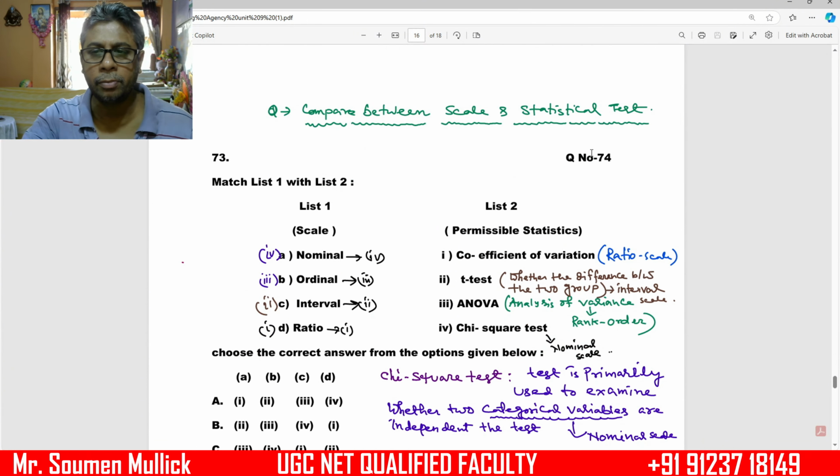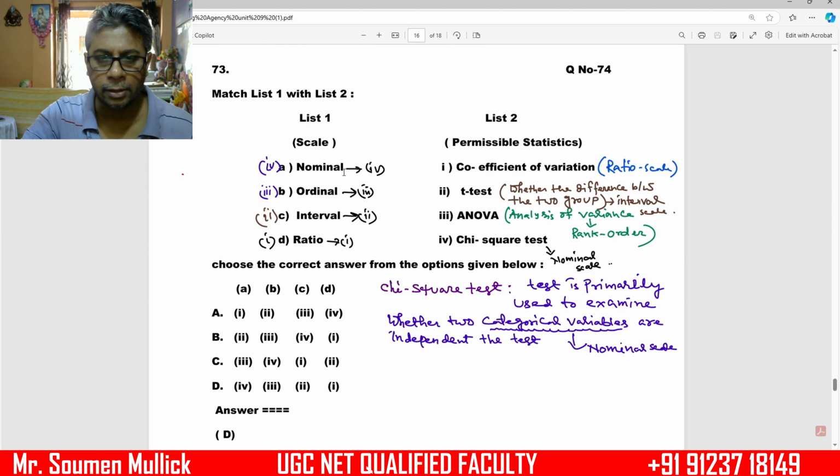The chi-square test is primarily used to examine whether two categorical variables are independent. So this is the nominal scale, that means categorical scale. So A equals 4. So option number D: A4, B3, C2, D1. So D is the correct option. Our next question and final question.